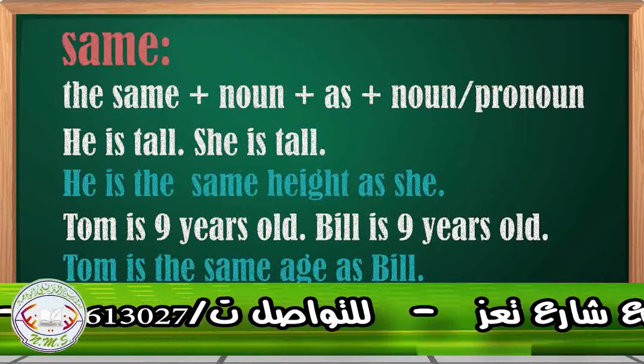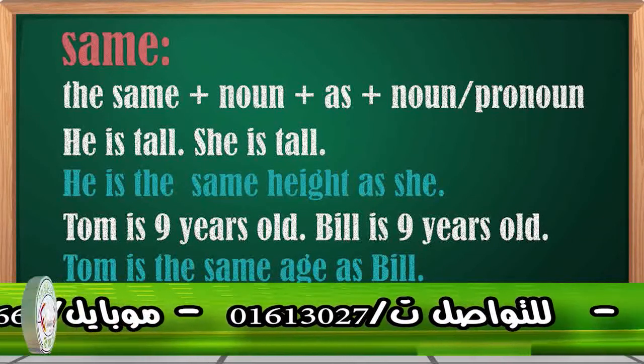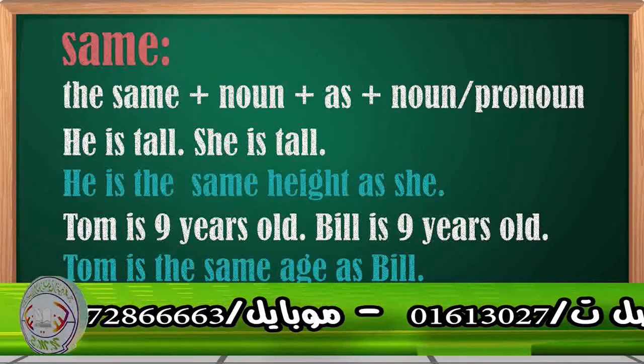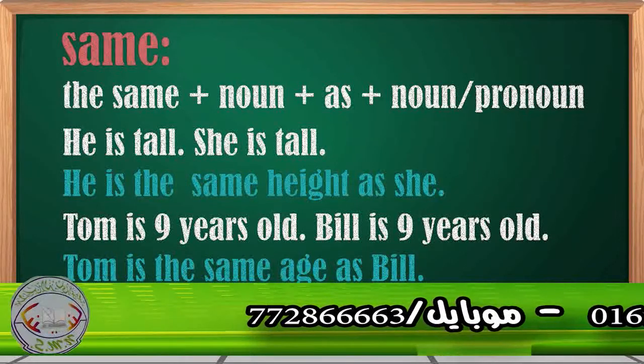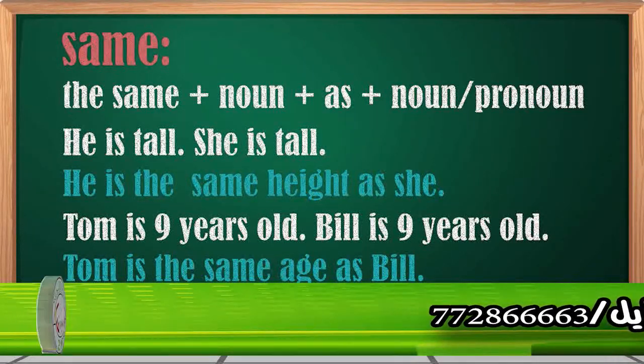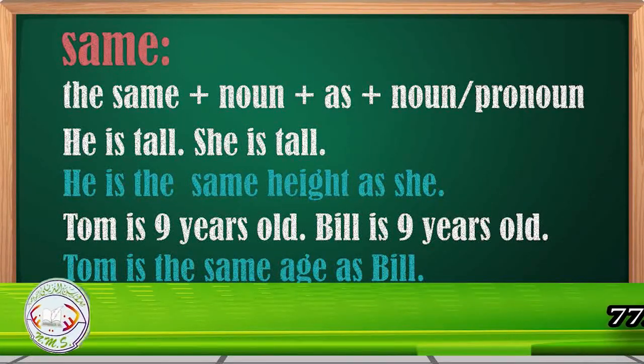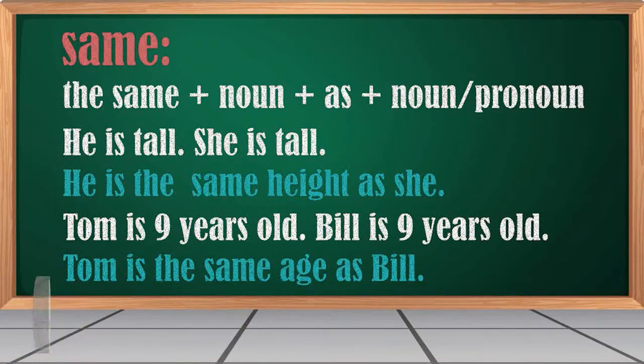Number 2. Tom is 9 years old. Bill is 9 years old. Here, Tom and Bill are sharing the same age. And I want to join these two sentences to become one sentence. So the sentence should be, Tom is the same age as Bill.